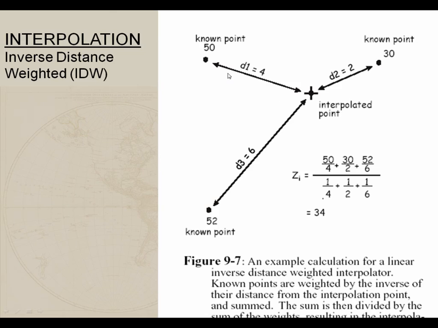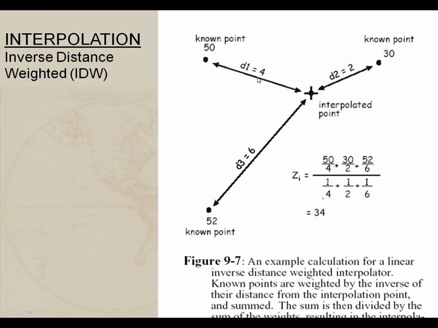So here's the example of that. We've got an unknown location we're trying to estimate and 3 known points. And we have the distances: the distance to this is 4, this is 6, this is 2. So we're taking 50, which is the known point, over its distance, 30 over its distance, which is 2, 52 over its distance, which is 6, okay? And we're solving that over the inverse of the distance, 1 over 4, 1 over 2, 1 over 6, okay? And we're then estimating that interpolated point to be 34. And the weight, obviously, is coming from the 30.